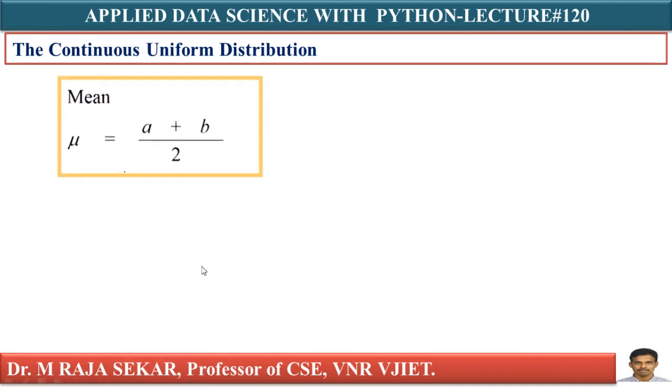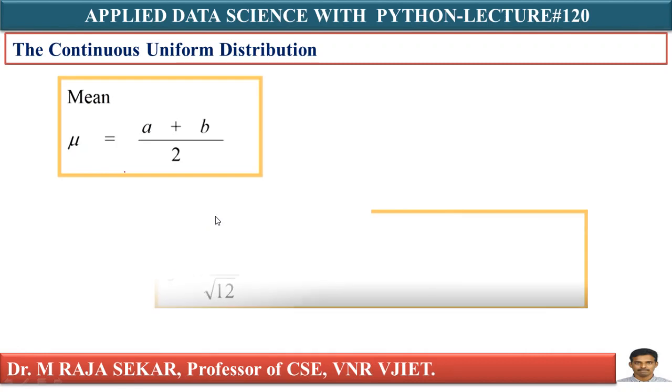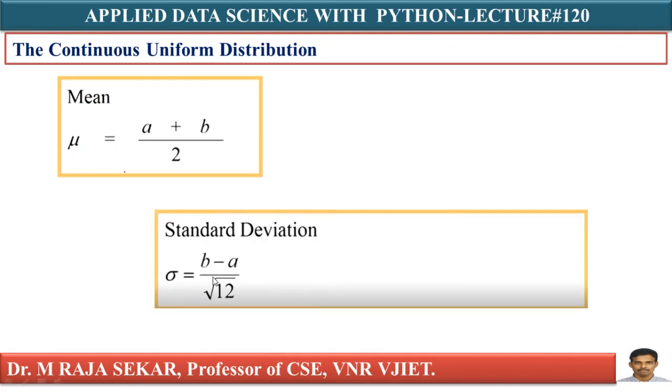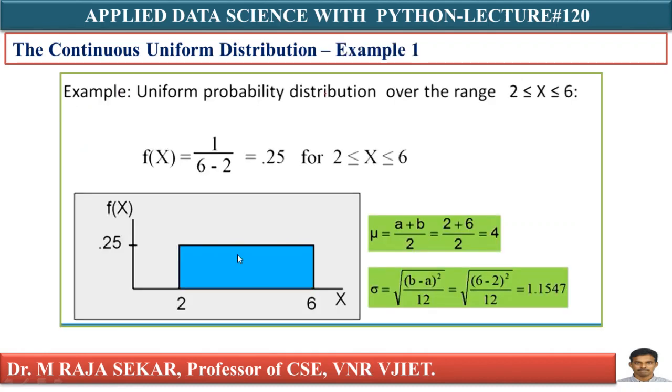Now, what is the mean? Mean is a plus b by 2, where a is the lower limit and b is the upper limit. Standard deviation is b minus a by root 12.